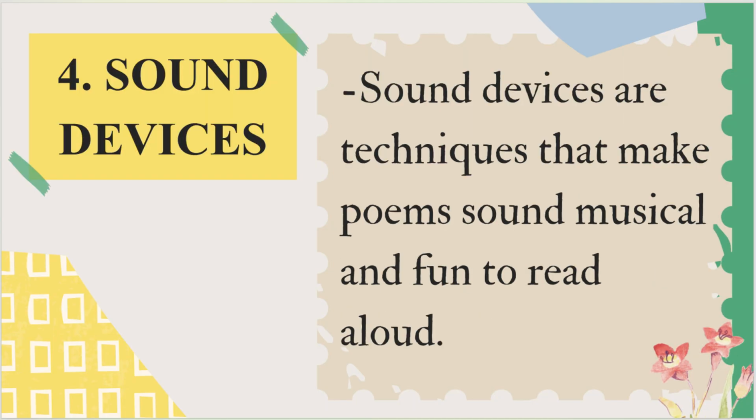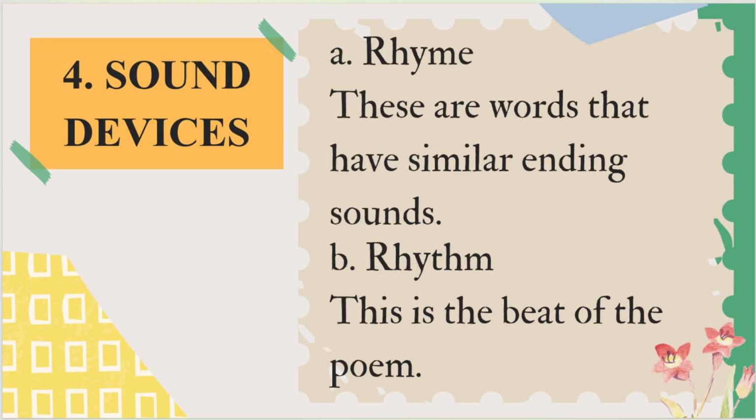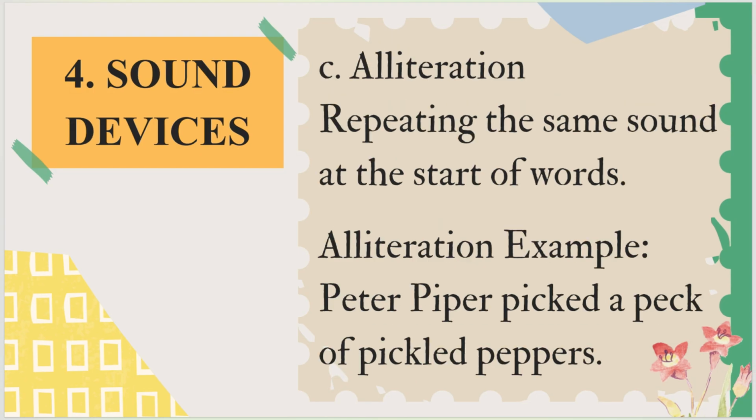The fourth basic element of poetry is the sound devices. Sound devices are techniques that make poems sound musical and fun to read aloud. In sound devices, there is rhyme. These are words that have similar ending sounds. And also, there's rhythm. This is the beat of the poem.